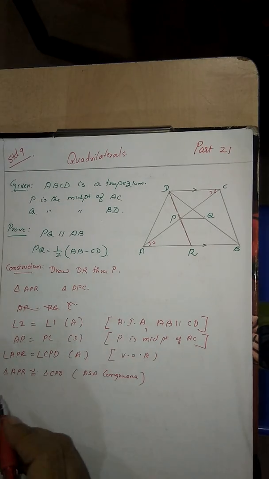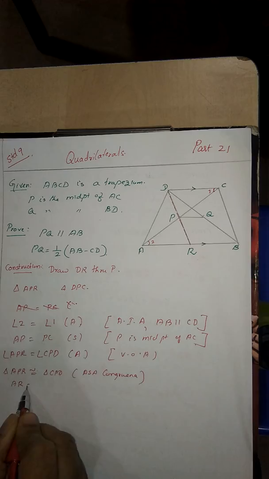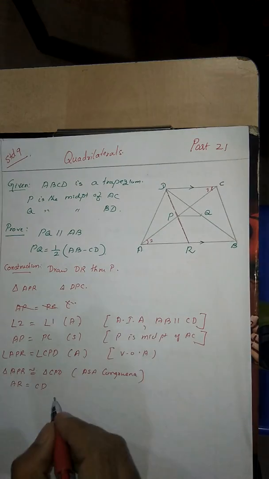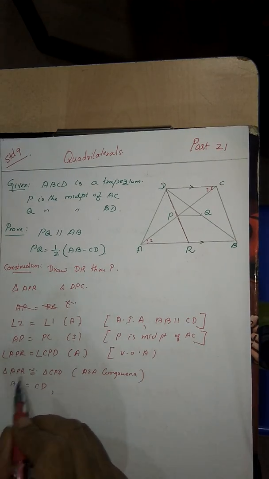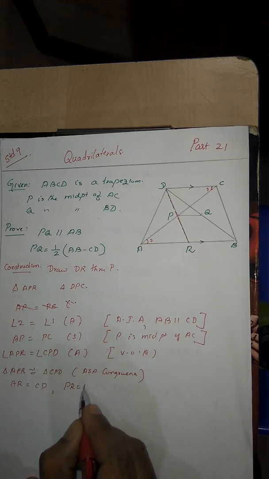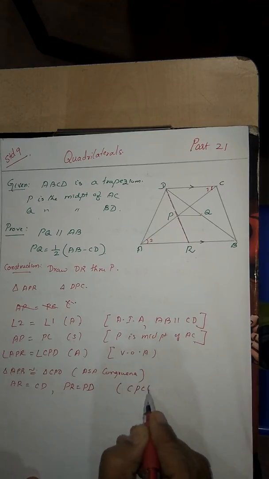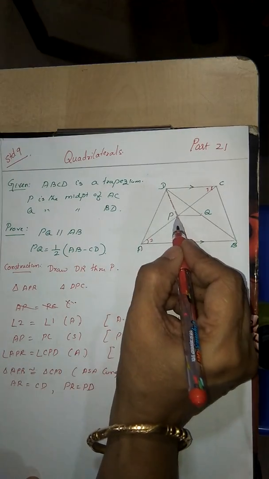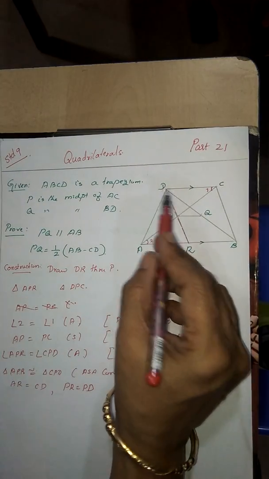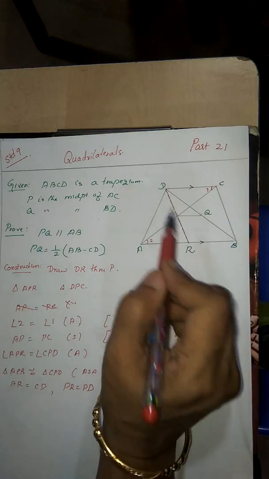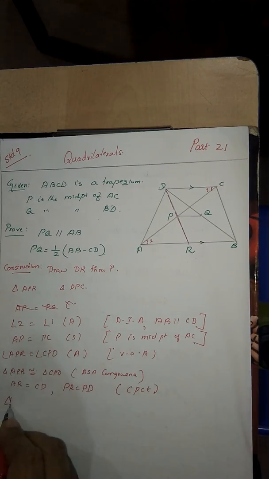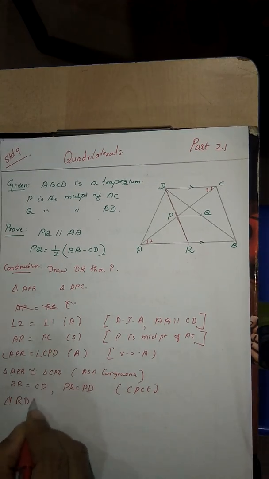So we can write AR is equal to CD. We get these two are equal, and we can also say PR is equal to PD, by CPCT. So P is the midpoint of RD. Now it is already given Q is the midpoint of BD. So we will consider the triangle RDB.